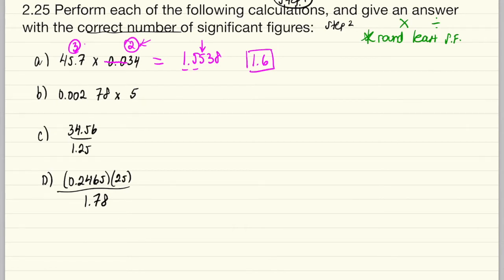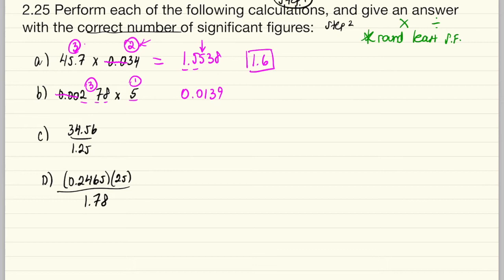Calculator-wise on B, we've got 0.00278 times 5. Hit the equal key. And what I get is 0.0139. Now, this value here, remember these zeros don't count. We have 1, 2, 3 sig figs. And this guy just has 1.